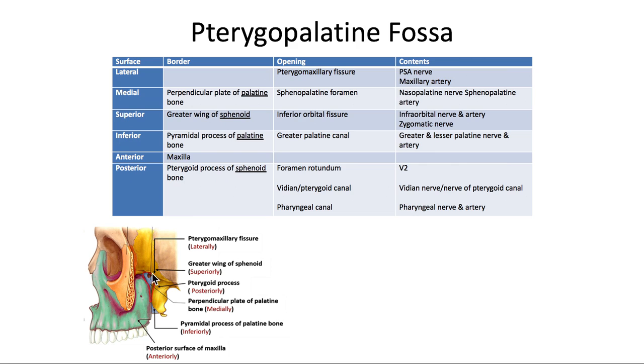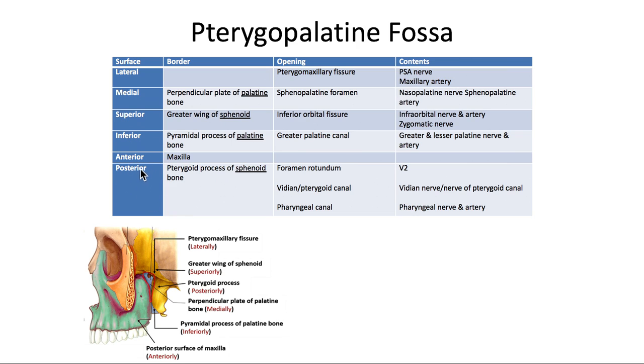The superior border up here is once again the greater wing of the sphenoid. Same thing that contributed to the superior border in the last fossa. The inferior border of this fossa is determined by the pyramidal process of the palatine bone, once again in that dark blue color. The anterior border, once again, is the posterior surface of the maxilla. So again, that's also the same as the infratemporal fossa.